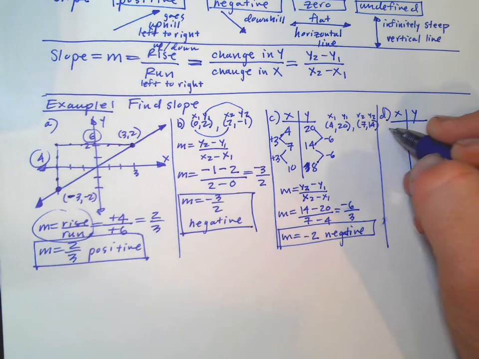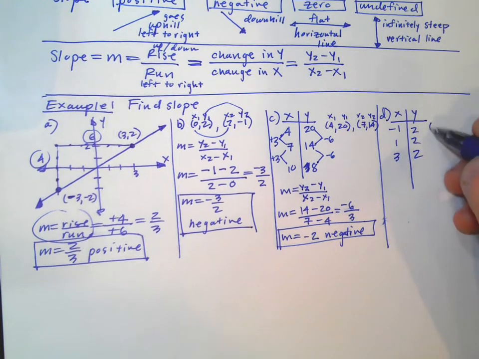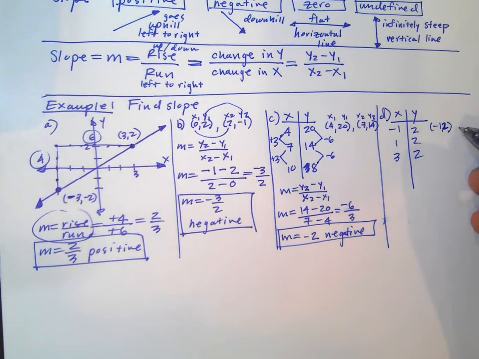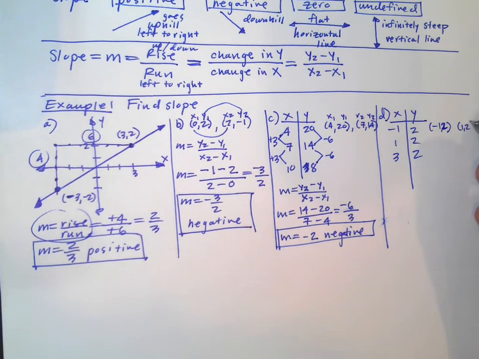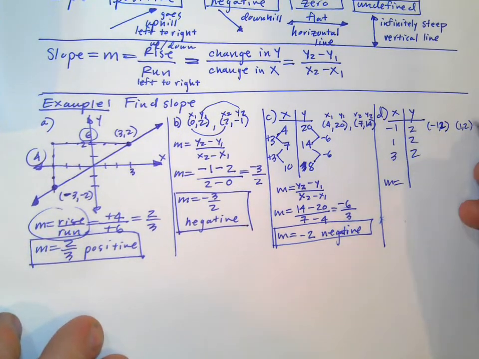Let's do one more. x values -1, 1, 3 and y values 2, 2, 2. This one's kind of interesting. So you could write down a couple points, any 2 points, whatever you want. And we could do, okay, we'll rise, change in y.